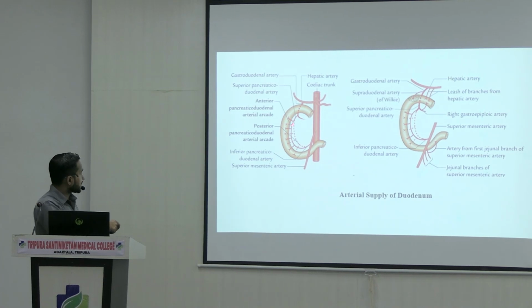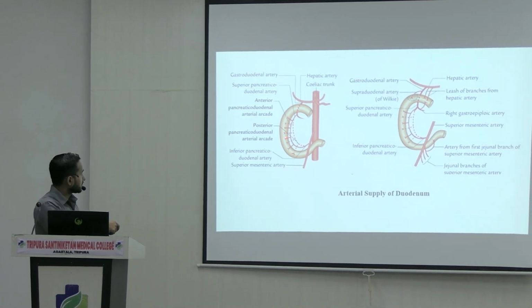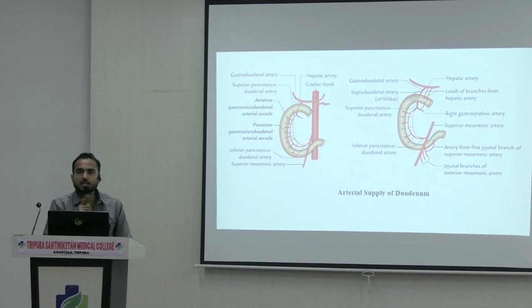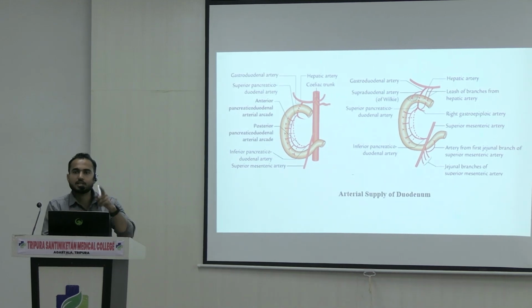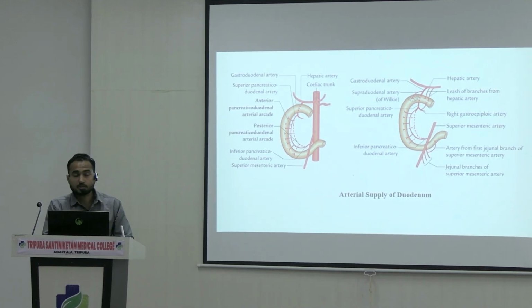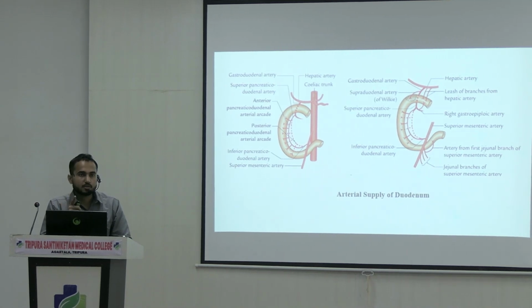I hope you can see these are the straight branches. Can you see? Now these straight branches are called vasa recta. They will go and supply the wall of the duodenum. Now why is it important?